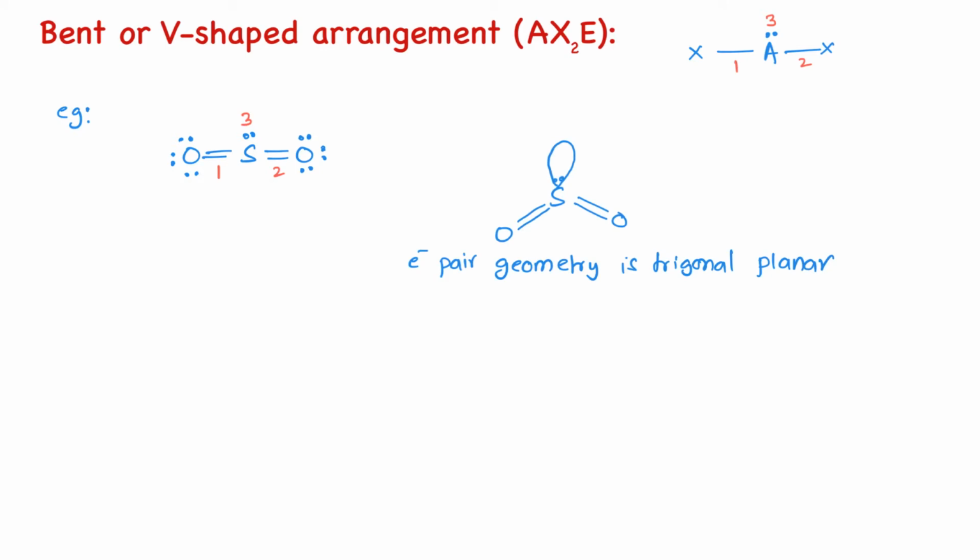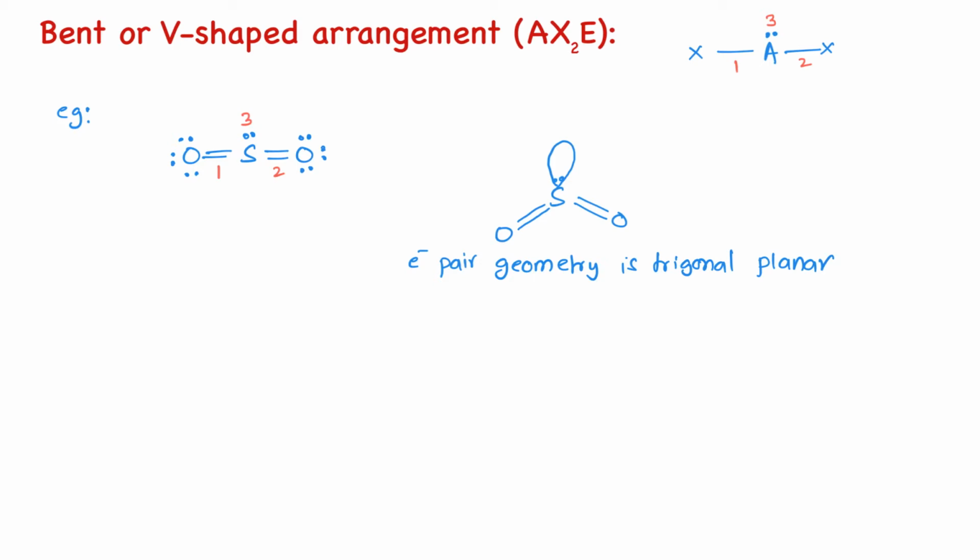The next type of molecule is AX2E. That is, the central atom has 3 valence shell electron pairs around it. 2 of them are bond pairs and 1 of them is a lone pair. An example is sulfur dioxide. There are 3 valence shell electron pairs around the central atom, which means the geometry of electron pairs, also known as electron geometry, is still trigonal planar.